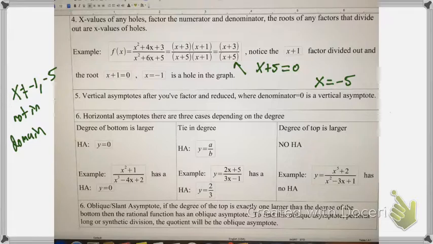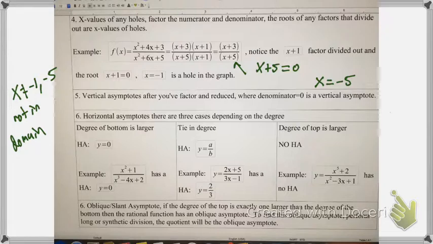So when we look at the domain, we're not going to reduce. We'll figure out our restrictions first, that being negative 1 and negative 5. Because the factor of x plus 1 divided out, that's going to be a hole in the graph, and because the x plus 5 remains, the root of that factor, which is negative 5, is going to be a vertical asymptote. Okay. Now, horizontal asymptotes, there are 3 cases depending on the degree.